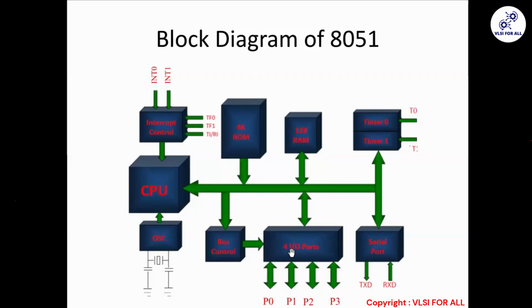So how many? 4 IO ports are there. What are their names? P0, P1, P2 and P3. How are these ports? Bidirectional, because they are IO, input, output. We can configure them as input. So from P0, from these 8 pins, whatever is coming will be taken as input.